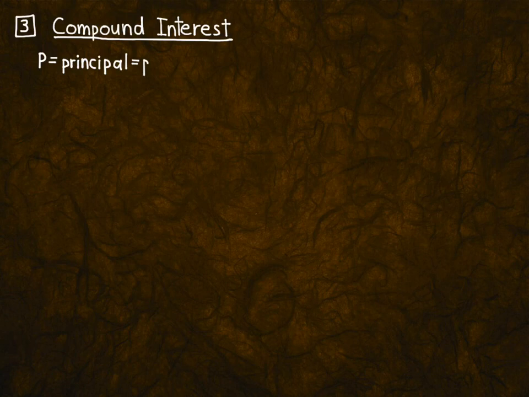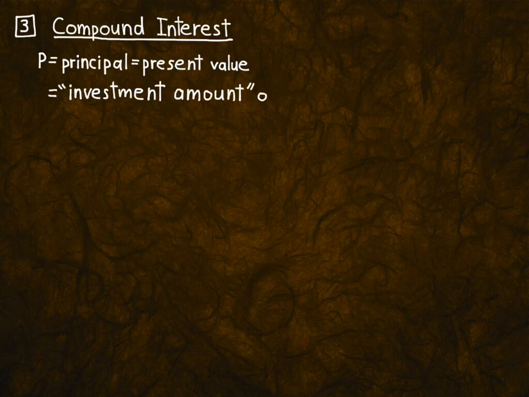So P, for compound interest, capital P is called the principal or the present value. Economists tend to call it a present value, whereas bankers call it a principal, but it means the same thing. Unfortunately, both those words start with a P. It's the investment amount or the loan amount, depending on if you're the lender or the person getting the loan.